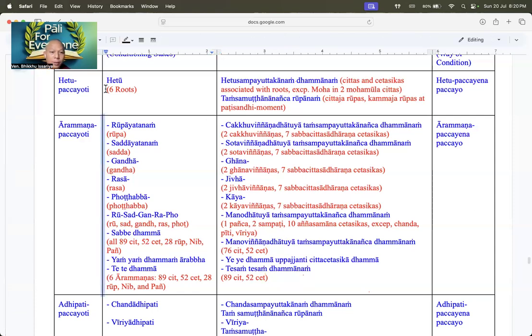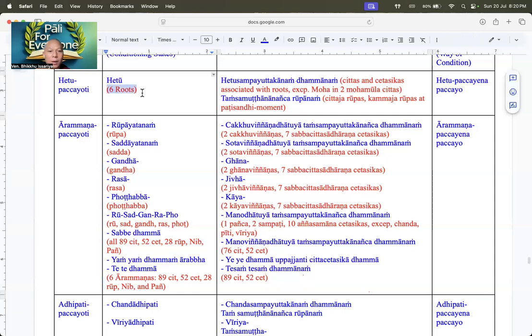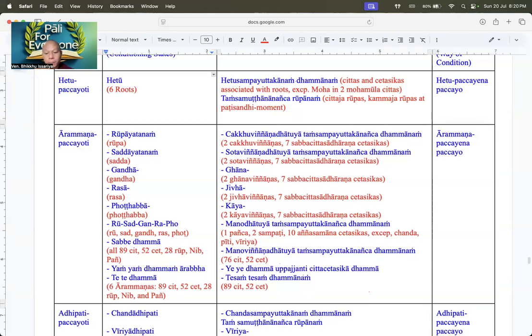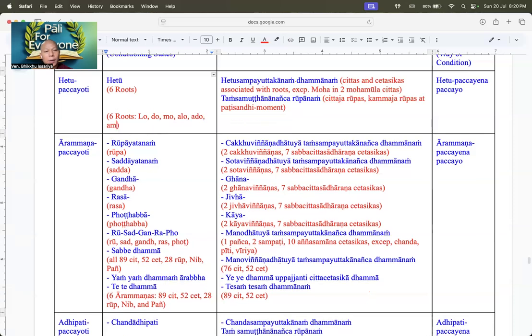The first summary is here: six roots, by way of lobha, dosa, and moha, and alobha, adosa, and amoha, in this way.